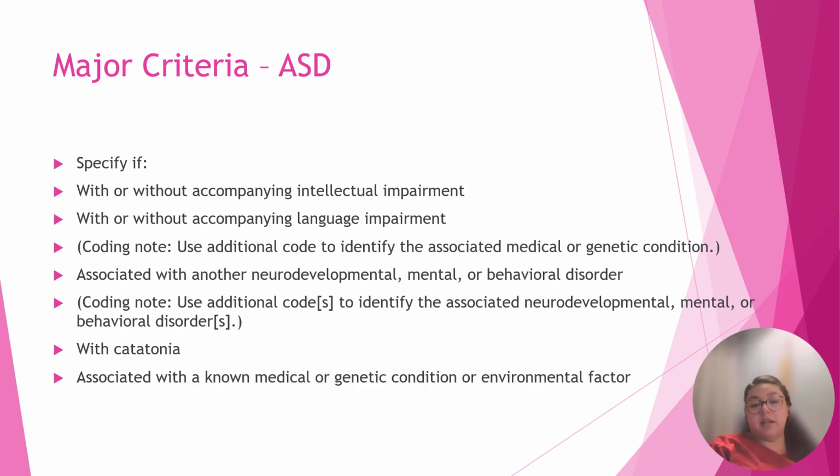With catatonia, associated with a known medical or genetic condition or environmental factor. So these are some things that are important to note or gain insight from. As clinicians, initially you're probably going to want to just gain insight about a person's diagnosis. And if you gain the training to diagnose autism, then you're going to want to learn more about these to be able to apply the diagnosis or work alongside it.